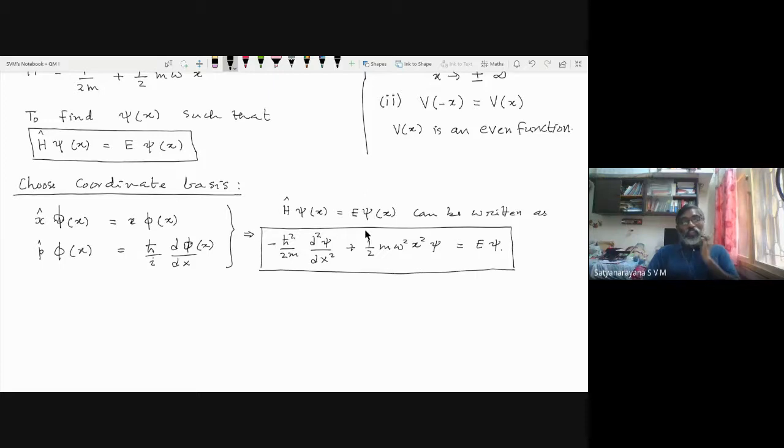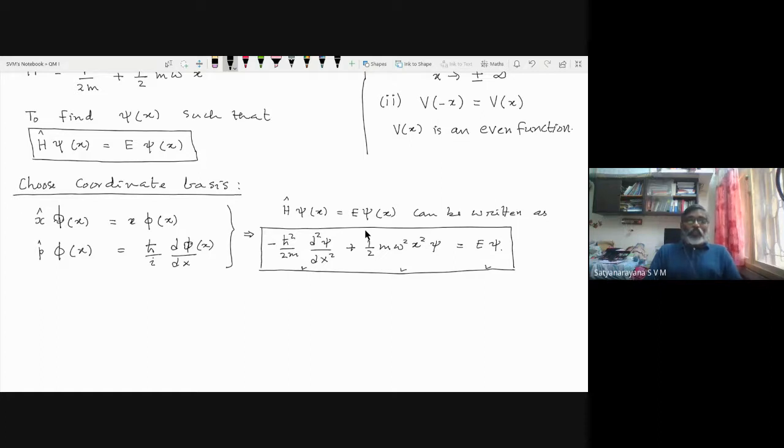Okay, so this is kinetic energy, this is potential energy, and this is E psi. So we have written down the Schrodinger equation. Our aim will be to solve this Schrodinger equation such that we find out what are the allowed solutions or allowed functions psi of x which satisfy this equation.